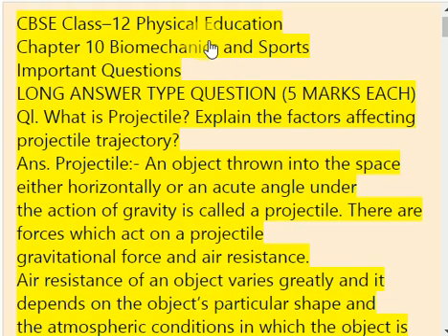Ans. A projectile is an object thrown into space, either horizontally or at an acute angle, under the action of gravity. There are two forces which act on a projectile: gravitational force and air resistance. Air resistance varies greatly and depends on the object's particular shape and the atmospheric conditions in which the object is released. The factors affecting projectile trajectory are mentioned below.